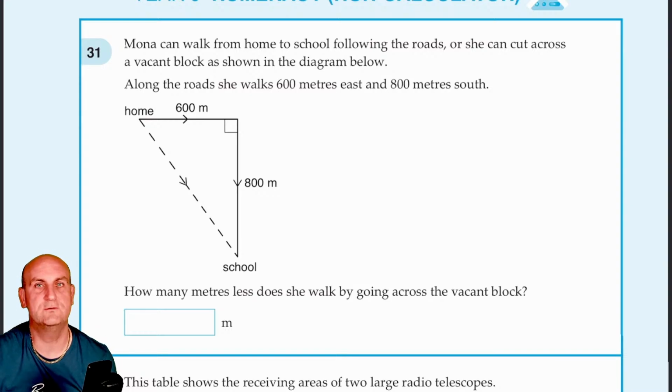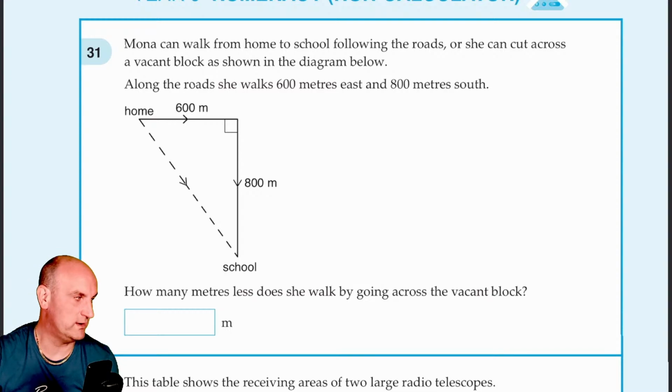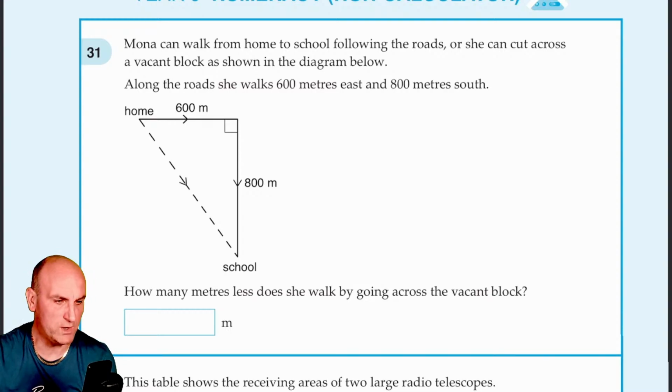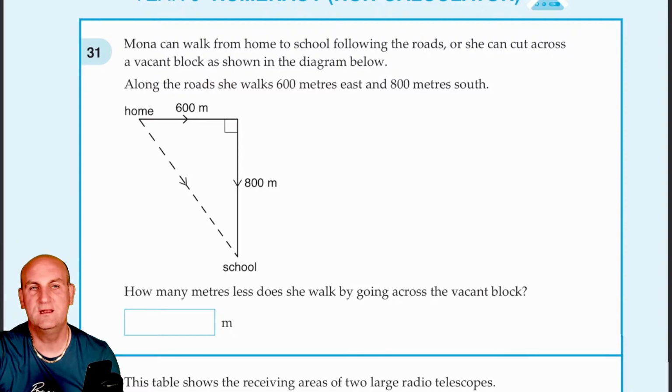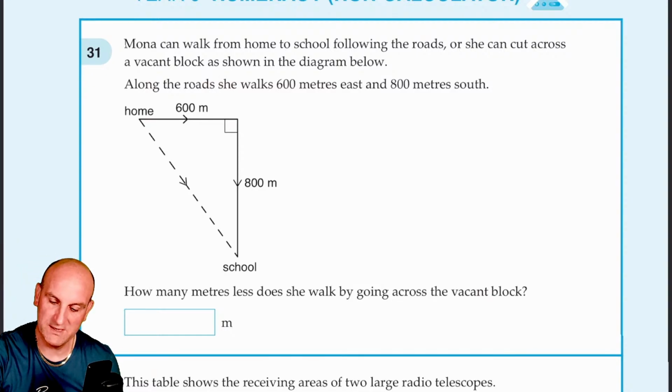Mona can walk from home to school following the roads, or she can cut across a vacant block. Don't do it, Mona. That's quite dangerous, really, cutting across vacant blocks. Someone owns that block. Anyway, as shown in the diagram below, along the road she walks 600 meters and 800 meters south. How many meters less does she walk going along the vacant block? Right, because they want less.